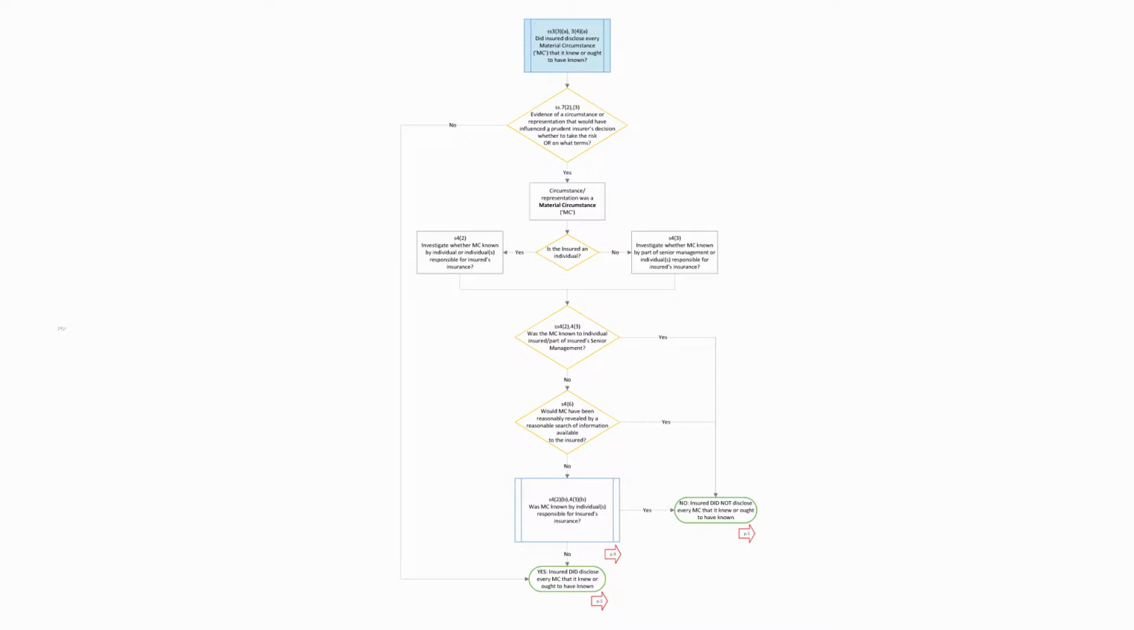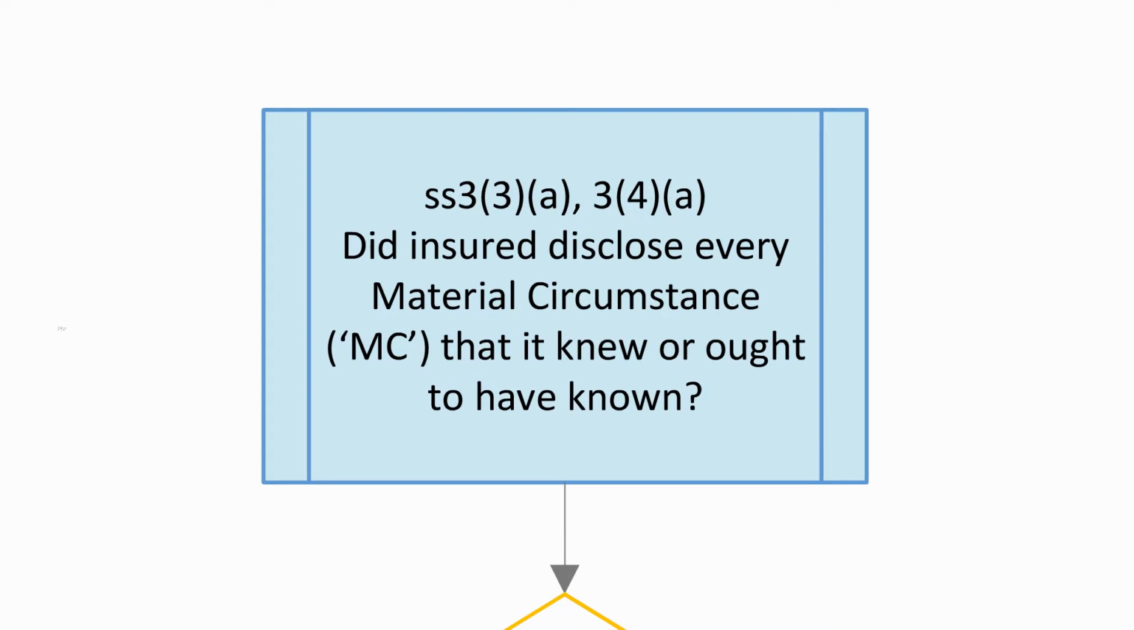In some ways this is the most important part of the process of assessing whether an insured has discharged their obligations or not. This chart will explain to you how to assess whether the insured provided all the material circumstances required of them. We'll work through this chart until you obtain the answer whether the insured has disclosed every material circumstance that they knew or ought to have known about.